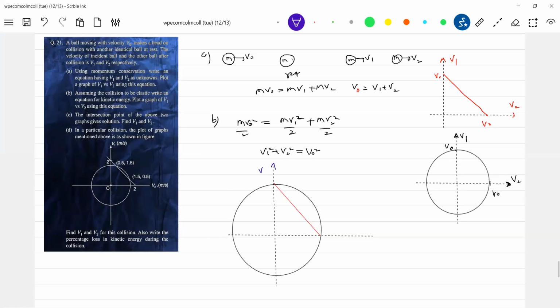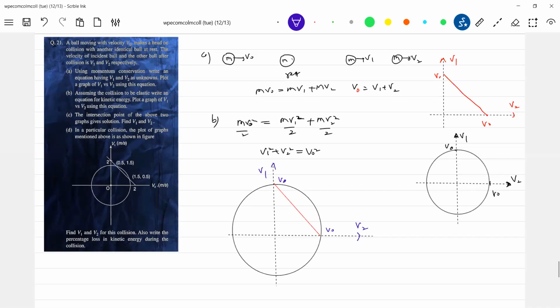Okay, this will be v1. This will be v2. The intersection of the above two graphs gives the solution, find v1 by v2. I think there are two graphs that we have superimposed. So this should be the v naught value. This will be v naught. Okay, what is the interpretation you can make?